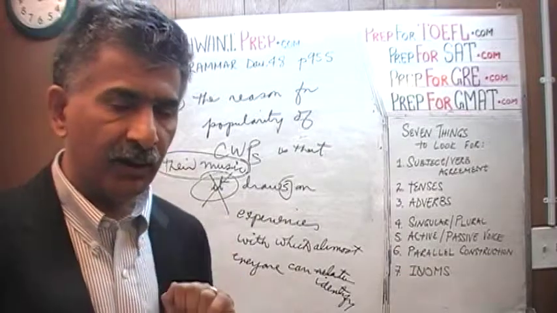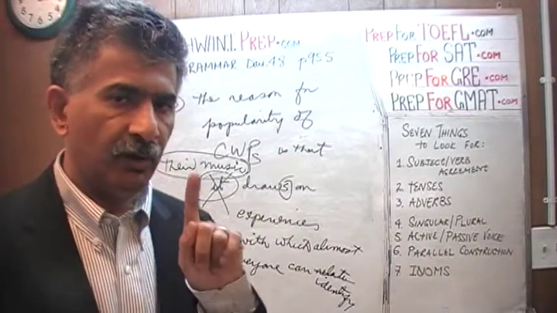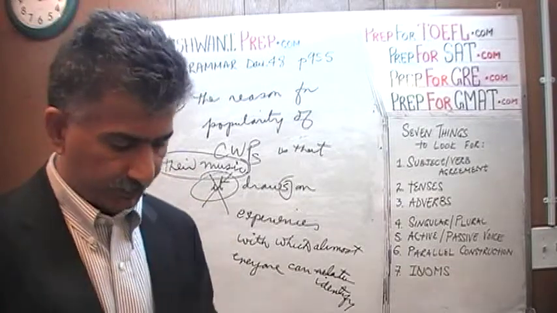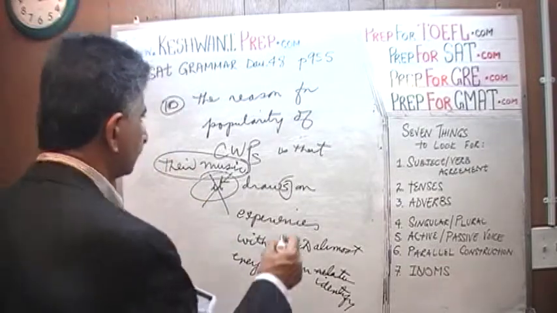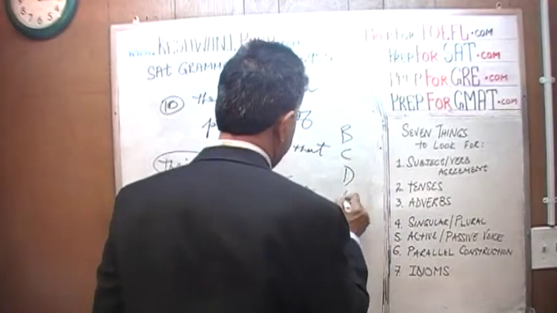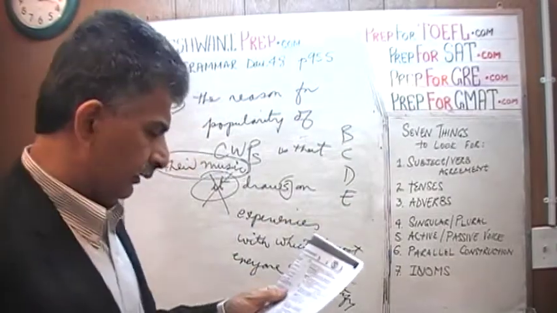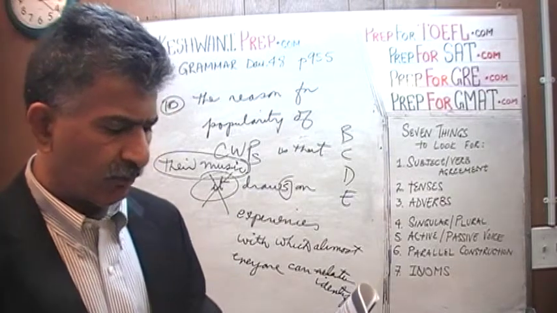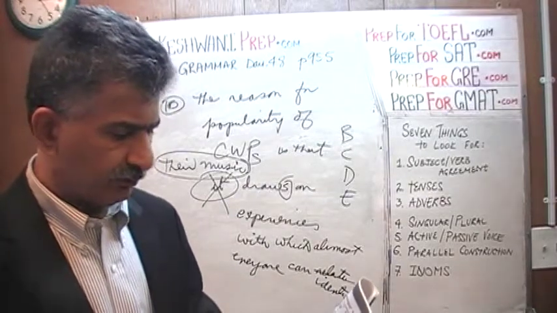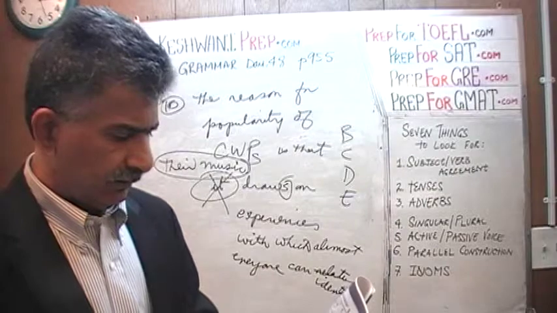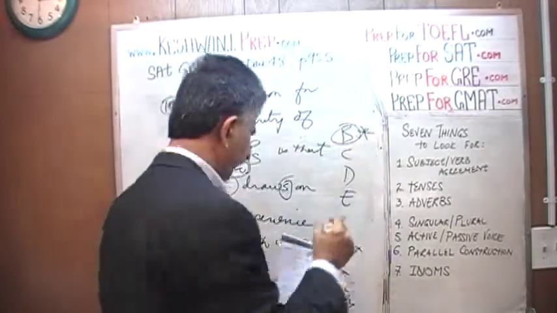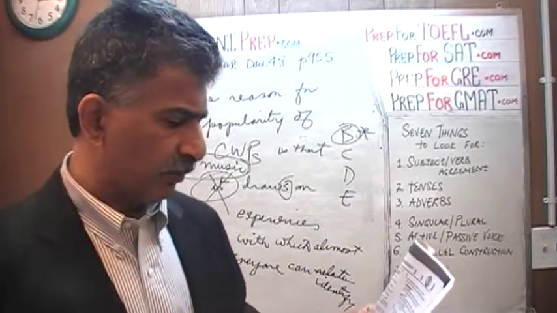We're going to go through the answer choices. We're just going to replace the word it with their music. Let's see what we can do. B, C, D, and E. B says, the reason for continuous popularity of country western performers is that their music draws on. There you go. Is that their music draws on? The answer is B. C says, because the music draws on.